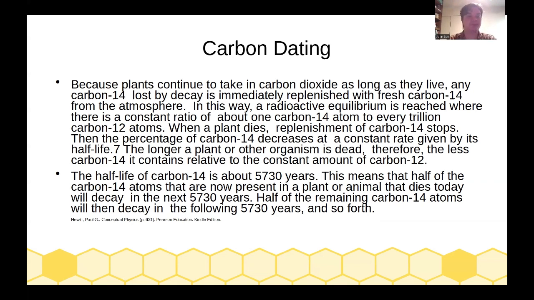The half-life of carbon-14 is about 5,730 years. This means that half the carbon-14 atoms that are now present in a plant or animal that dies today will decay in the next 5,730 years. Half of the remaining carbon-14 atoms will then decay in the following 5,730 years, and so forth. Using this decay rate, we can tell how old something is by how much carbon-14 it has compared to the carbon-12 in the system.